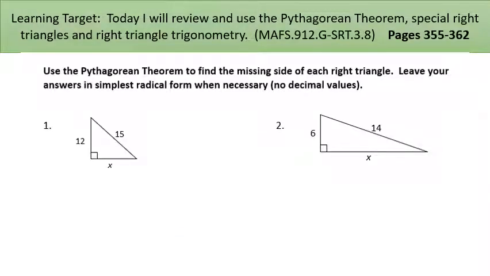All right, so here we go. Use the Pythagorean theorem to find the missing side of each triangle. Leave your answers in simplest radical form when necessary. No decimal values. Okay? All right, so here we go.